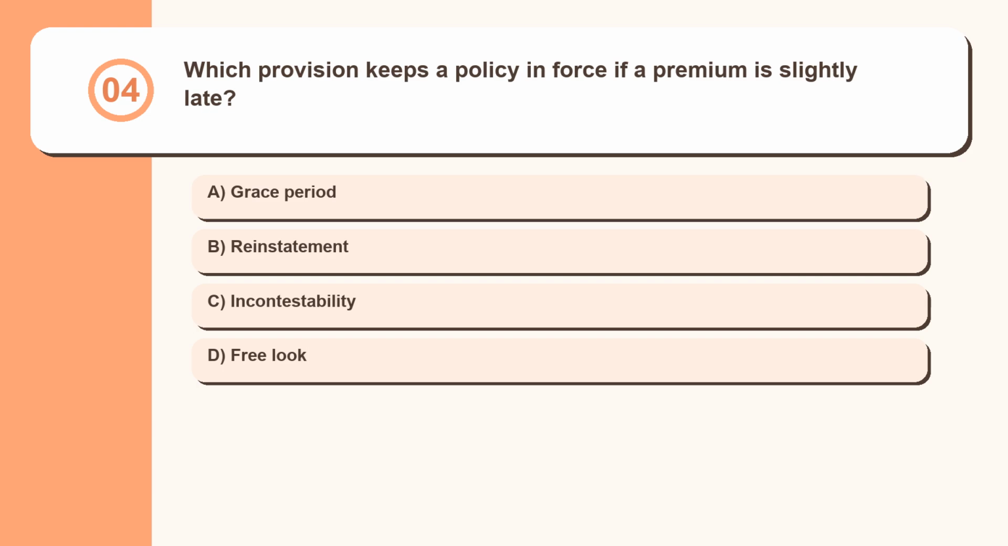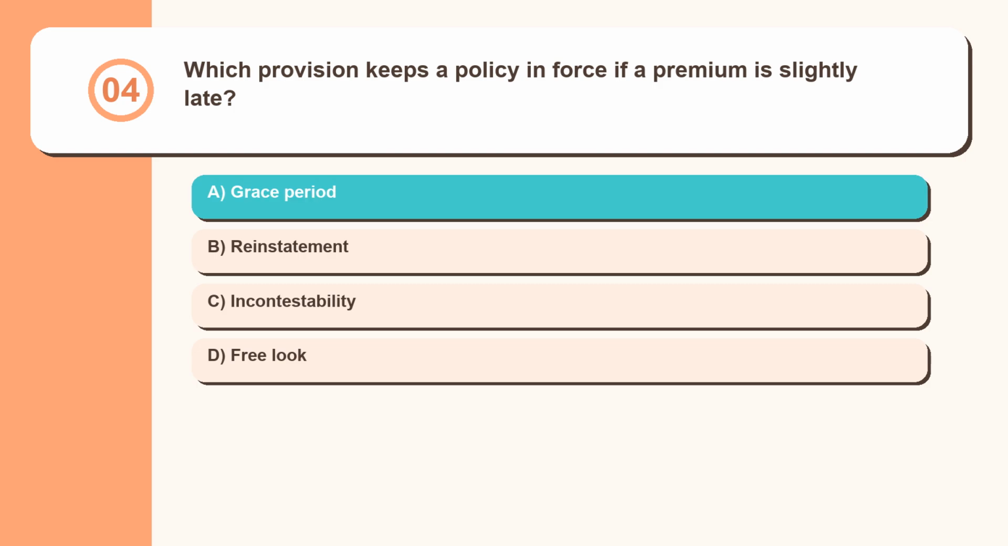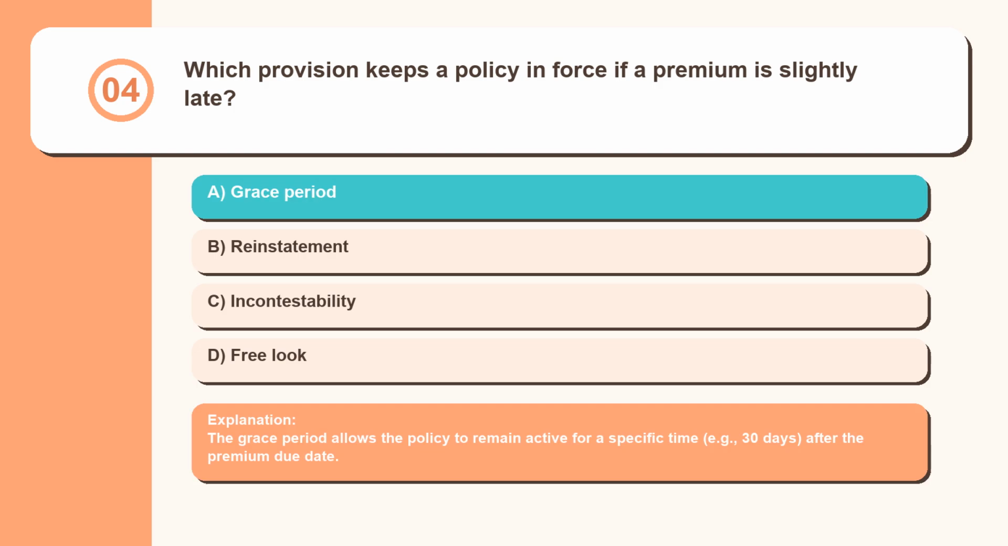Question 4. Which provision keeps a policy in force if a premium is slightly late? Grace period, reinstatement, incontestability, free look. The grace period allows the policy to remain active for a specific time, for example 30 days, after the premium due date.